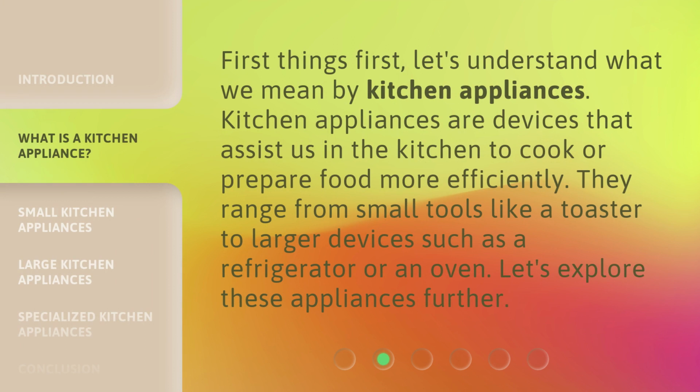First things first, let's understand what we mean by kitchen appliances. Kitchen appliances are devices that assist us in the kitchen to cook or prepare food more efficiently. They range from small tools like a toaster to larger devices such as a refrigerator or an oven. Let's explore these appliances further.